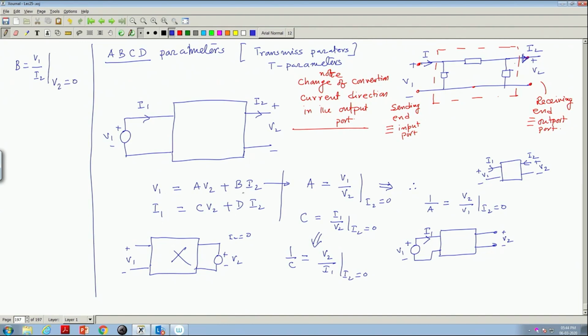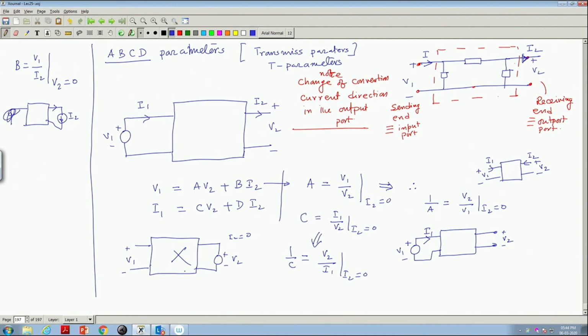V 1 by I 2 with V 2 equal to 0. And so, if you want to do what this tells you, take this 2 port network and excite the output port with a current I 2 like this, because the I 2 direction is like this for a 2 port network, I mean for transmission parameters. So, this is your I 2, excite it with I 2 and V 2 is equal to 0.